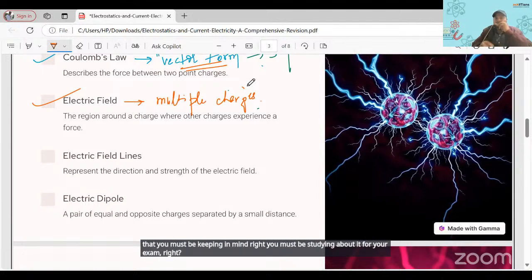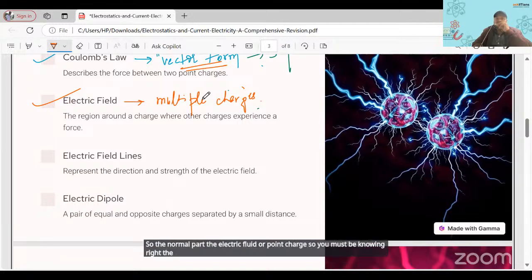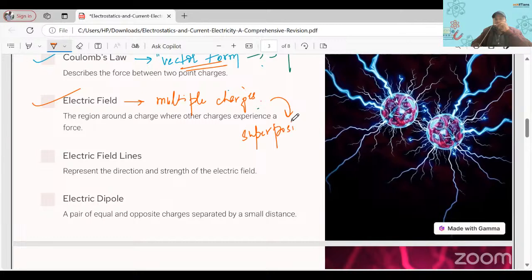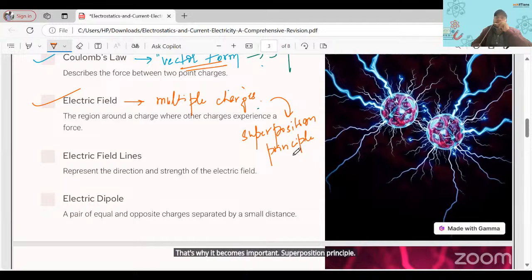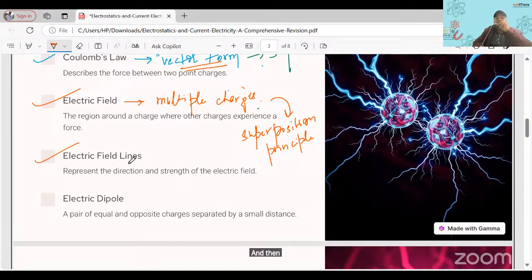The normal part, the electric field due to a point charge, you must be knowing. The multiple charges you should keep in your mind, and from this arises the superposition principle. That's why it becomes important. It may ask how the superposition principle is applied in calculating the electric field due to multiple charges. And then obviously we have electric field lines.